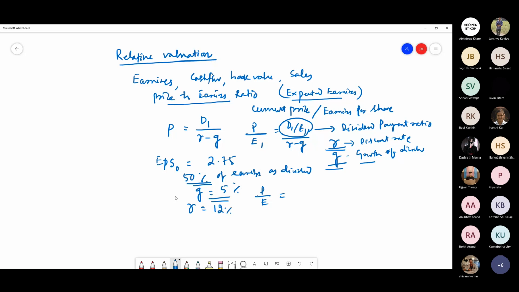Then what is the P by E? It's 7.1. How have you got this? Sir, the dividend payout ratio is 0.5 and 0.12 minus 0.05 divided by 0.12 minus 0.05. But this 50% dividend was there in the last year.